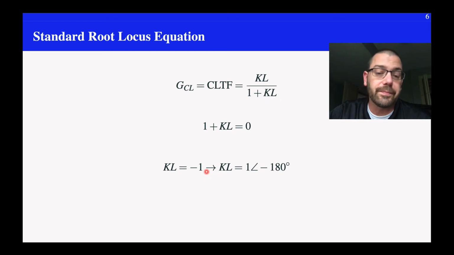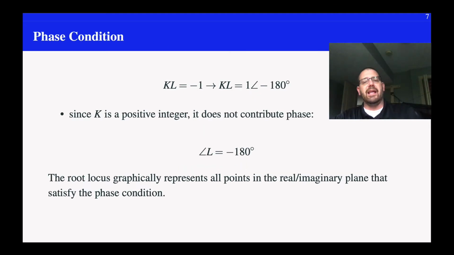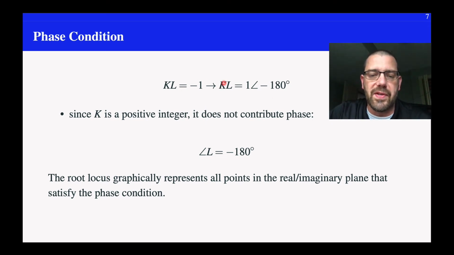Even fancier math, we take negative 1 and we seemingly, for no good reason, separate it into a magnitude of 1 with a phase of minus 180 degrees. So KL has magnitude 1 and phase of negative 180, repeated here for convenience. Since K is a positive real number, it's not going to contribute any phase to the system.